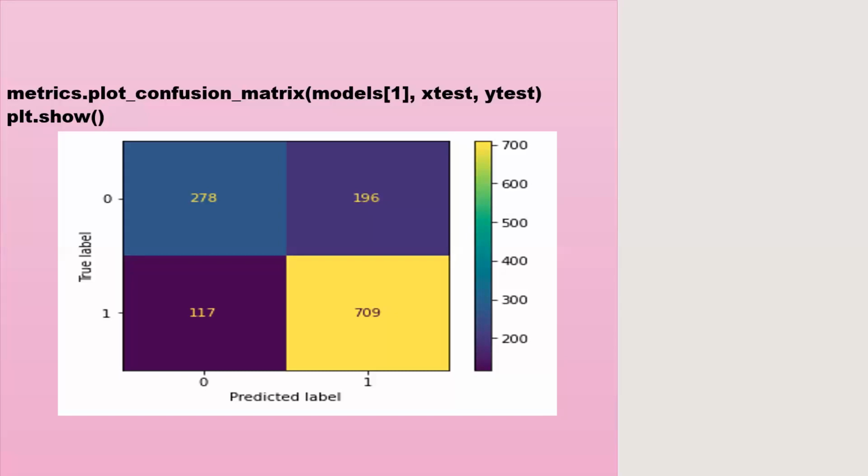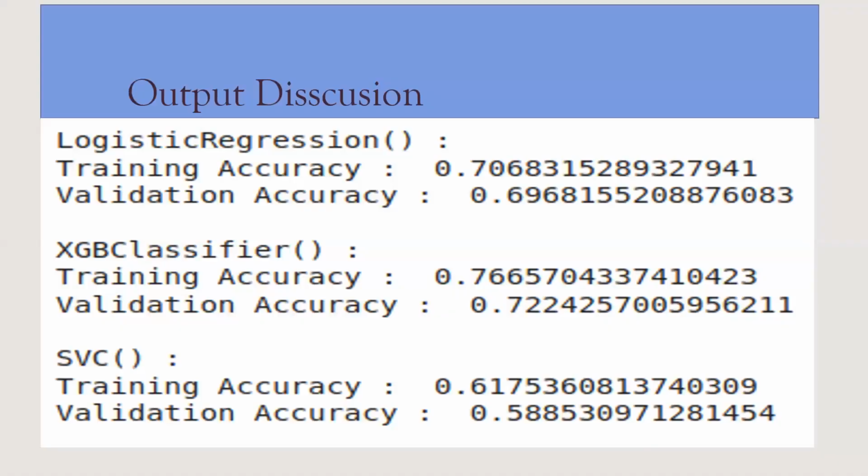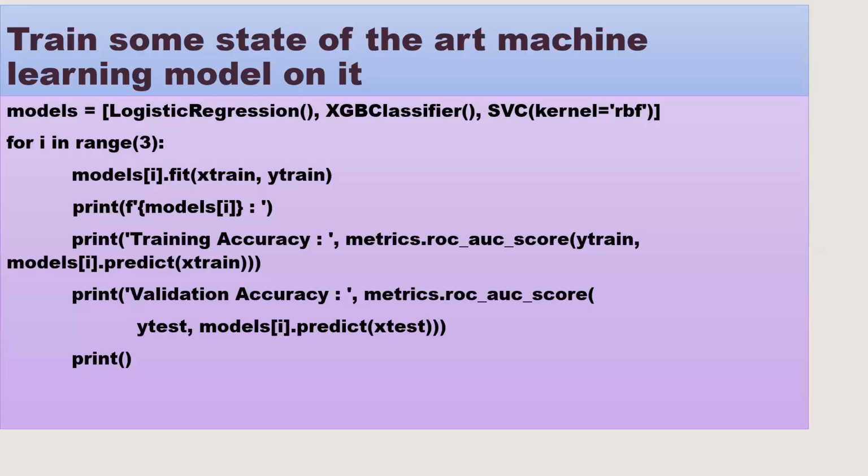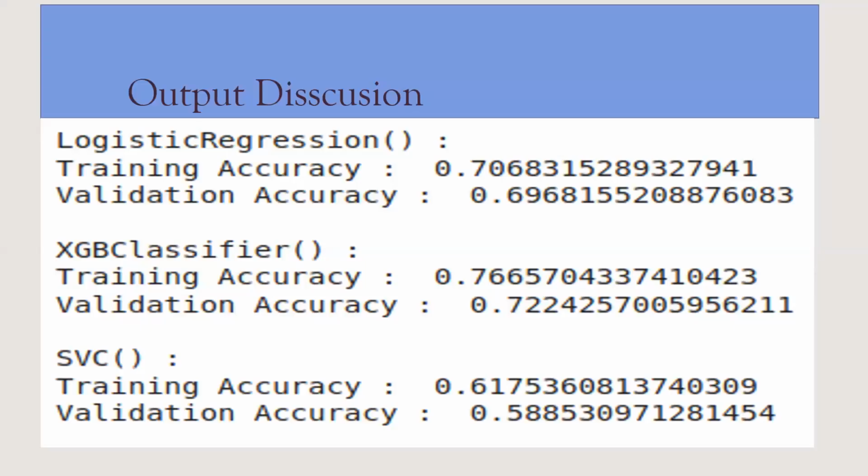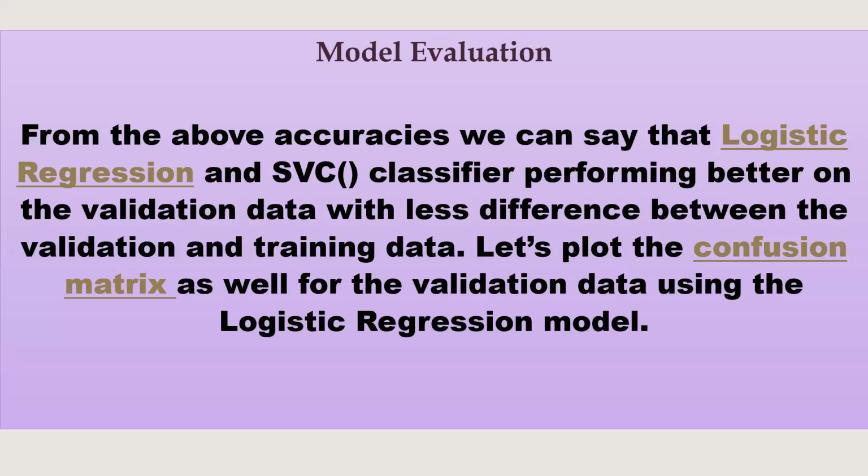Right? So I think you can understand. So we are plotting it for models 0, 1, 2. The best one is logistic regression and SVC. We can see that logistic regression and SVC perform better on the validation data with less difference. And then let's plot the confusion matrix as well for the validation data using the logistic regression model.